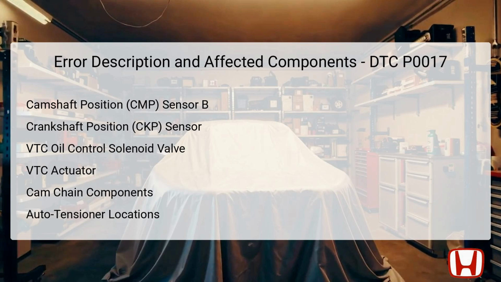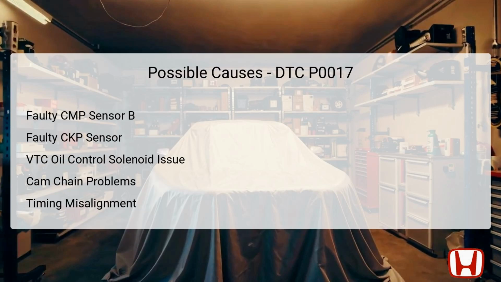The cam chain and its auto tensioner help in maintaining precise timing between the crankshaft and camshaft, making their inspection vital in troubleshooting this DTC. Several factors could lead to the triggering of DTC P0017. A faulty CMP Sensor B is a common cause, which could result from wear, electrical issues, or faulty installation. Similarly, issues with the CKP sensor, such as damage, improper calibration, or wiring faults, may also cause synchronization issues.